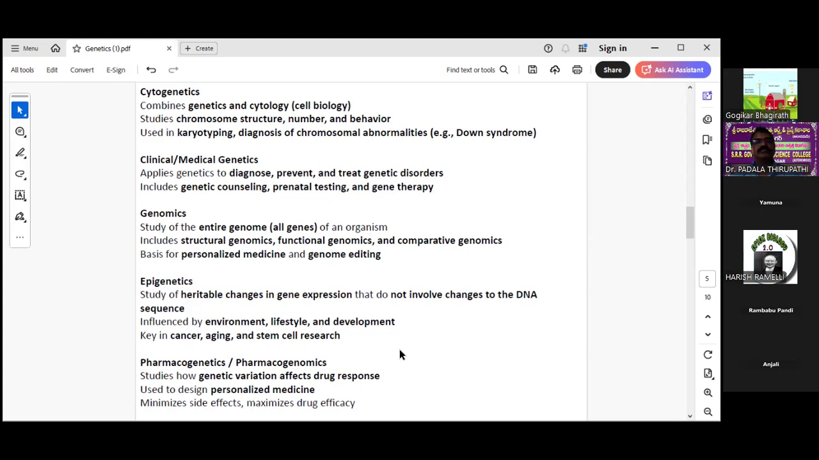And one more branch, that is pharmacogenetics or pharmacogenomics. It is the study of how genetic variation affects the drug response. So once you visit the hospital, the doctor prescribes a particular antibiotic. Sometimes the antibiotic does not work properly. We can go for another drug. Alternative antibiotics are there. We can use alternative antibiotics, depending on how they respond to the particular pathogen action. So it is used to design personalized medicine, minimize the side effects, and maximize the drug efficacy.